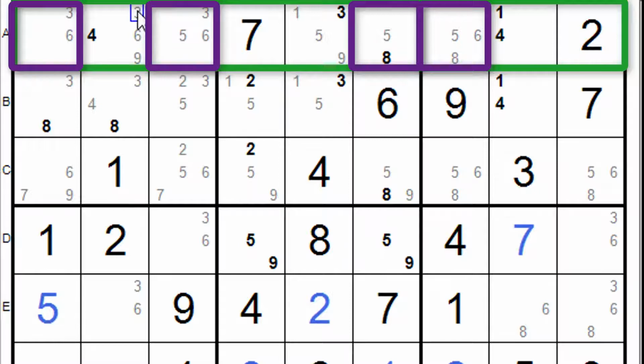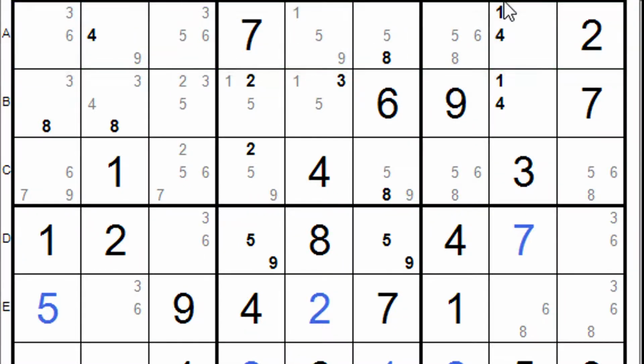We can get rid of the 3. We can get rid of the 6. The next one is part of our quad. This one here, we can get rid of the 3. This one's okay. This one's okay. This one's okay. So that's it. That's all we can do in that one. Right. Let's have a look at another example.